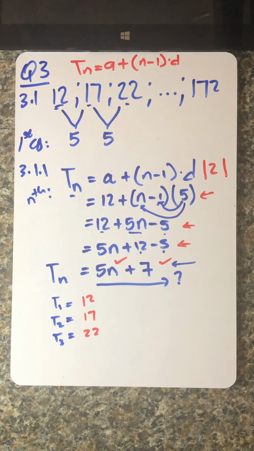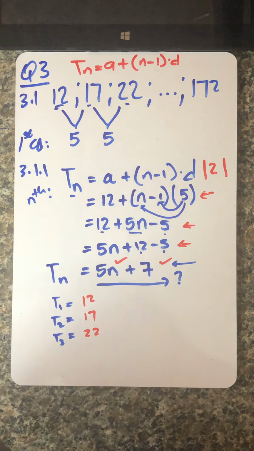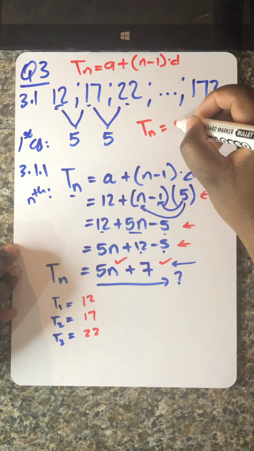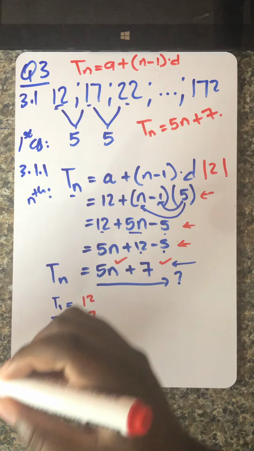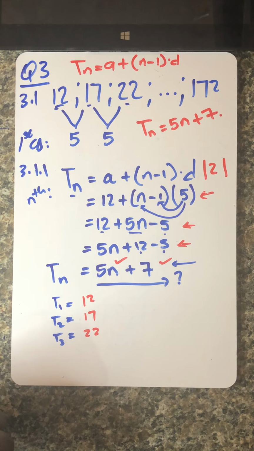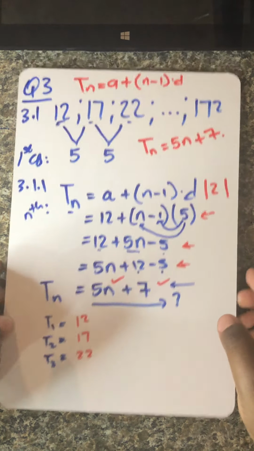Ladies and gentlemen, let me just write this formula somewhere, so that in case we need to refer to it, we don't lose it. Which is Tn equals 5n plus 7. I'm just going to erase this information, or should I maybe bring a new clean board so that we don't lose the whole thing? But that will mean I might need to rewrite that information again.